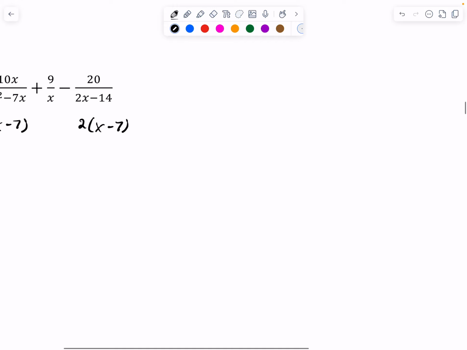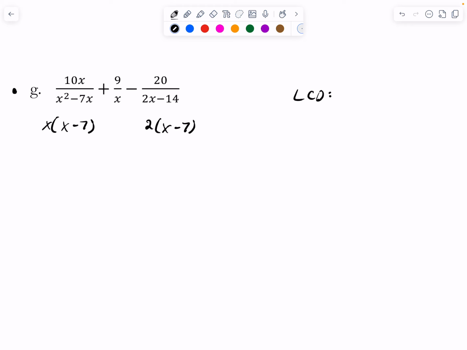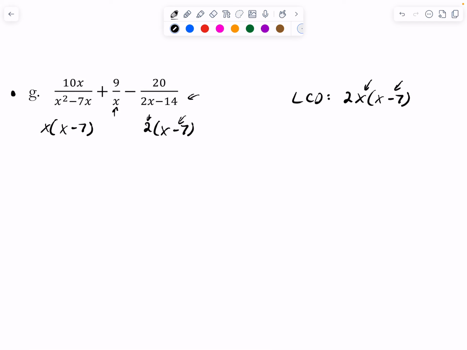So I think this is the hardest part, is getting that LCD. And again, I know it's weird because you think least or lowest common denominator, but really it's just kind of everything, right? So I know I'm going to have the x and the x minus 7 from that first one. I don't need to write another x for this because there already is an x in there. And then this one, the last one, I have the x minus 7 written, but I don't have a 2 yet. So I am going to put a 2 in front there.